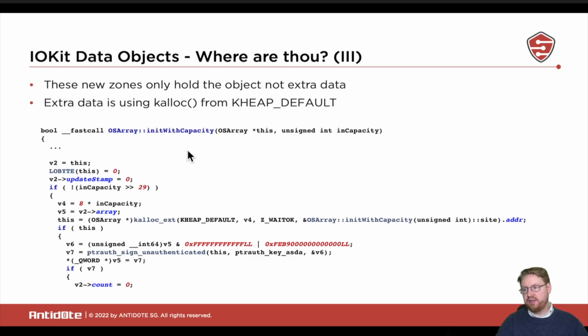You can see here, this is the OS array. When you initialize it with a certain capacity, it needs to allocate memory for the buckets where it stores the array pointers. And here you can see it's using the k-heap default for that, because these are pointers to objects and they are supposed to be in k-heap default because they're not just plain data, so they should not be in the k-heap data buffers. That's the idea here, and this is one of the other separations that Apple added.